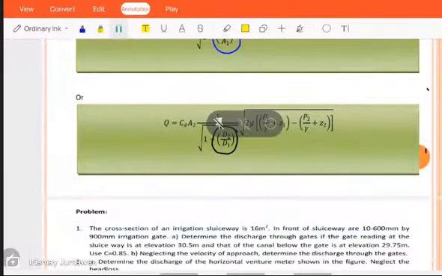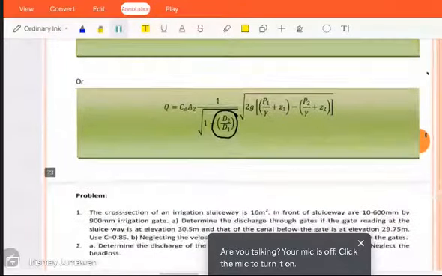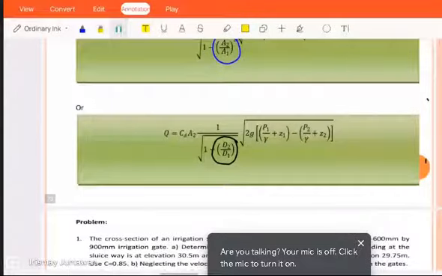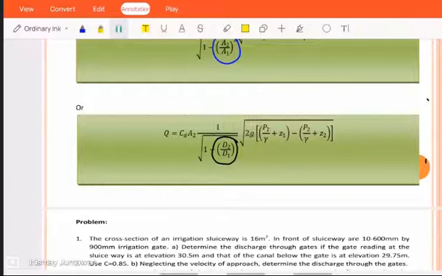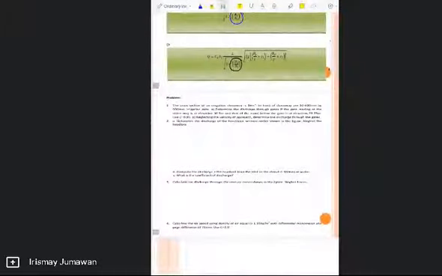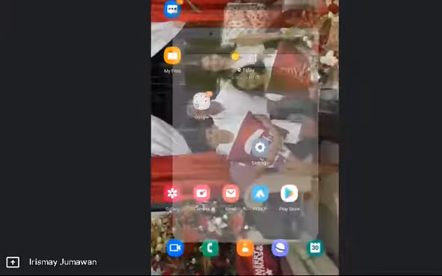So I have a problem here. Earlier, we solved number 1, but we haven't solved number 2 yet. So I will start number 2 in your section, since you haven't solved it.